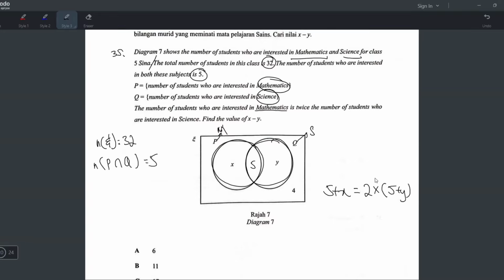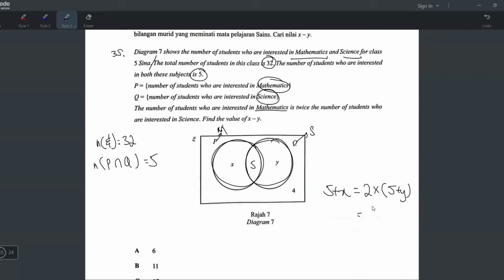But I want to mention something very important here: you have to read the question carefully. If they say interested in mathematics, that means it's like this, right? If they say mathematics only, then we take x only. If the word only is there, mathematics only, then it's here only. But this one, they never say only, so it includes the 5 also. So 5 plus x equals 2 times 5 plus y.